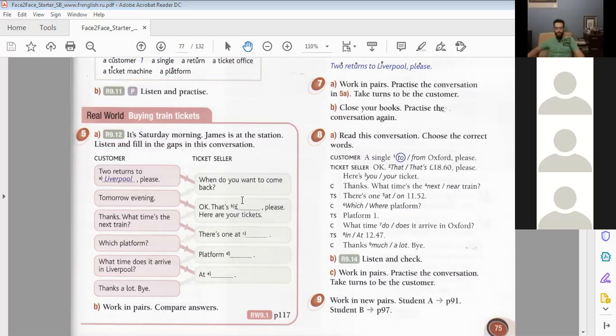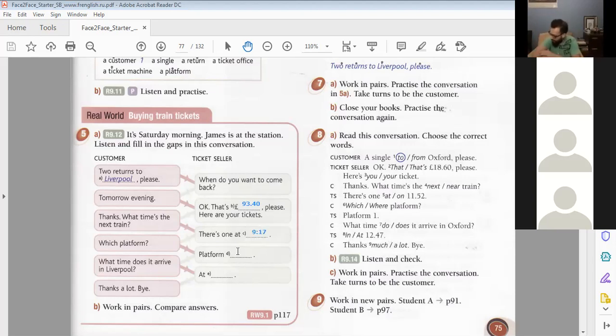Okay. So how much are the tickets? £93.40. Correct. Good. When's the next train? 9:17. Correct.